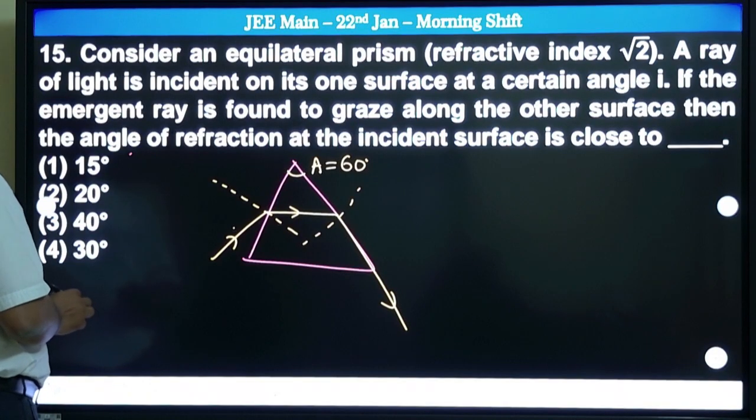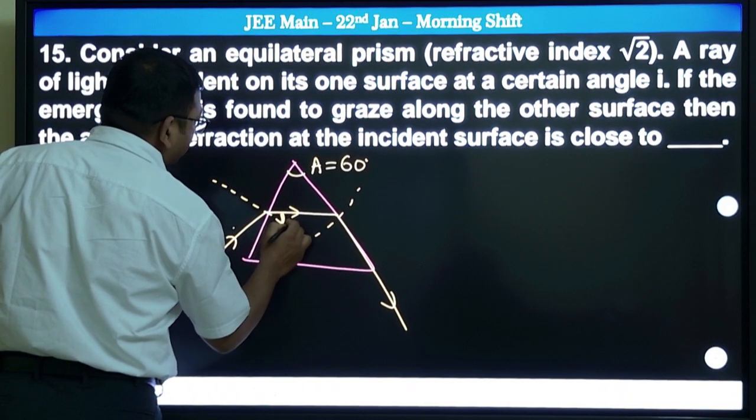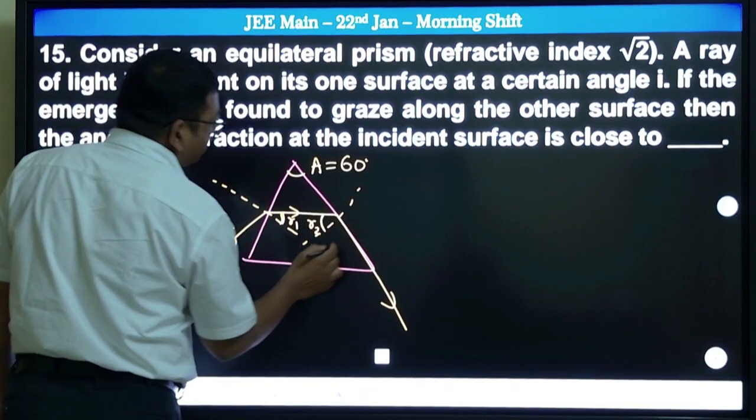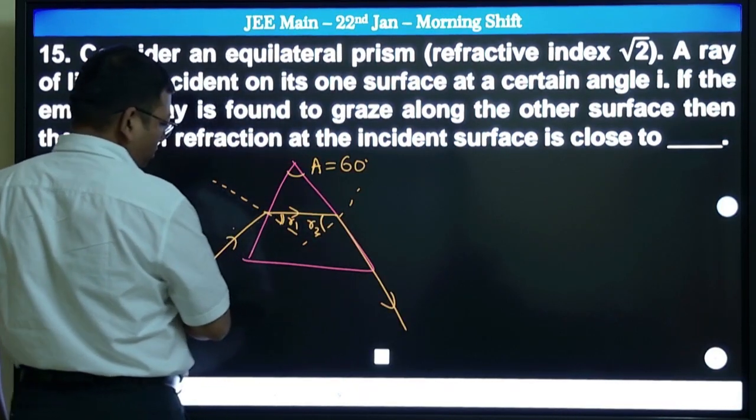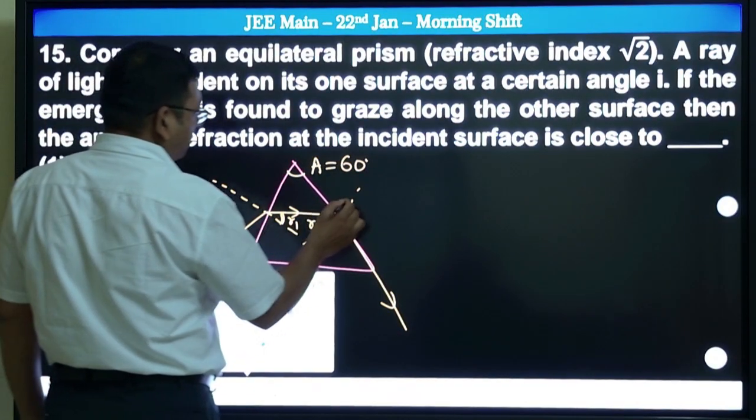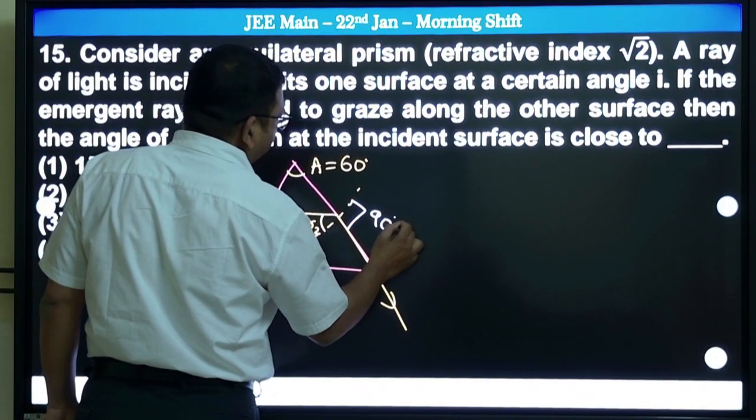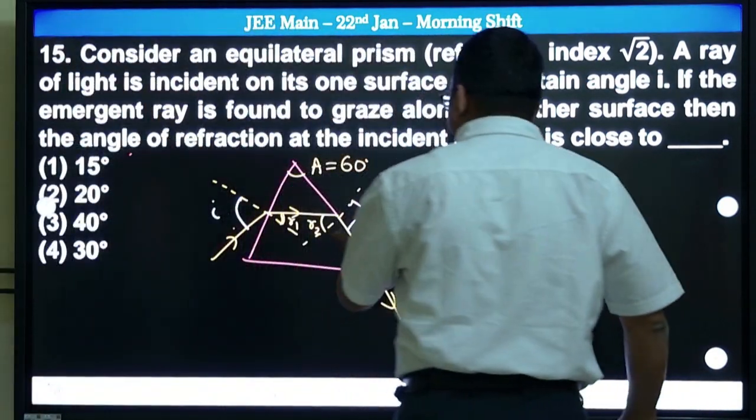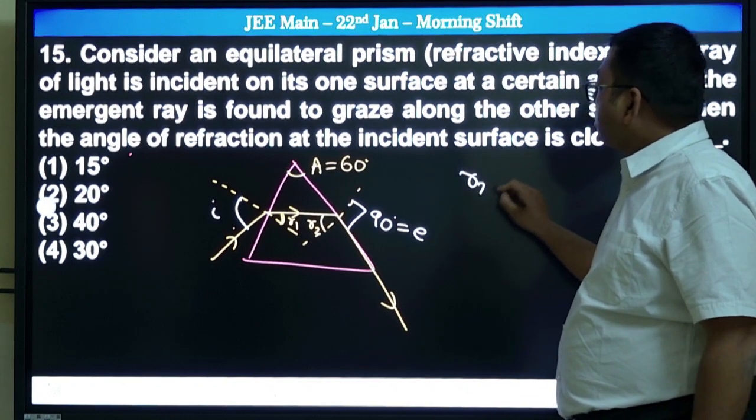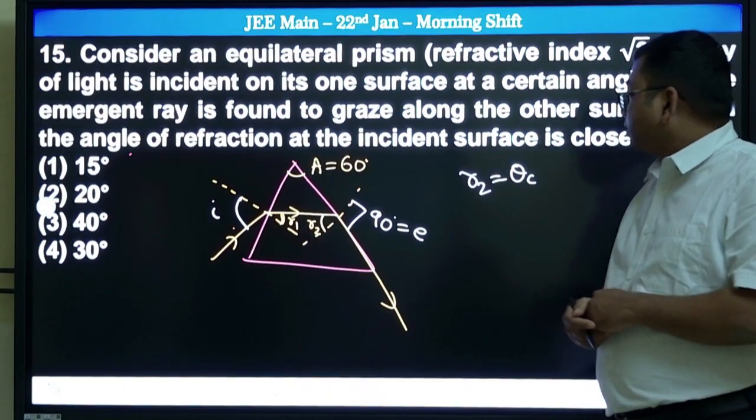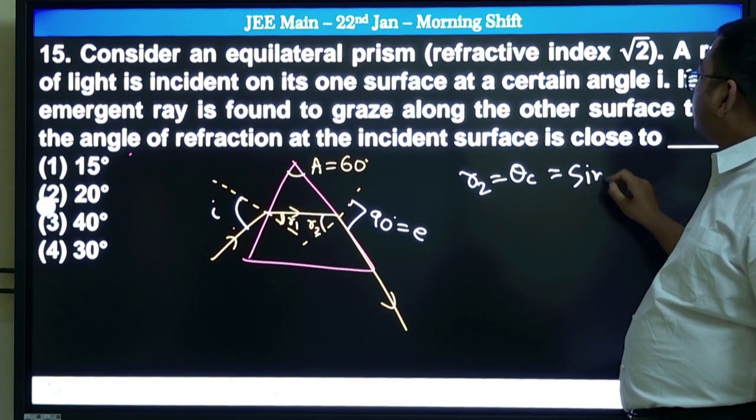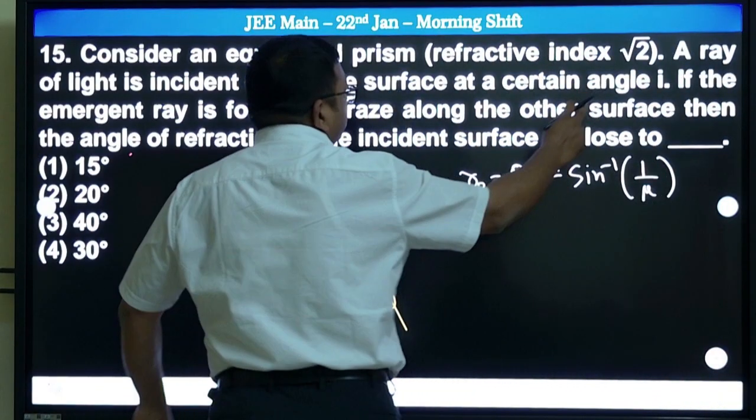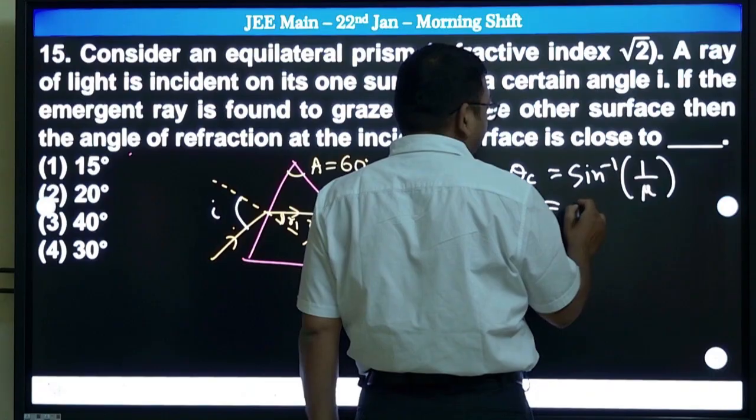So what are they asking to calculate? The angle of refraction r1 they are asking to calculate. This is r1 and this is r2, and the emergent angle here is 90 degrees. This is 90, correct? The angle i we also do not know. They are asking to calculate r1, so definitely r2 is the critical angle. Critical angle is nothing but sine inverse of 1 by mu. We can use that. What is the value of mu here? Mu is √2. So 1 by √2 means 45 degrees.